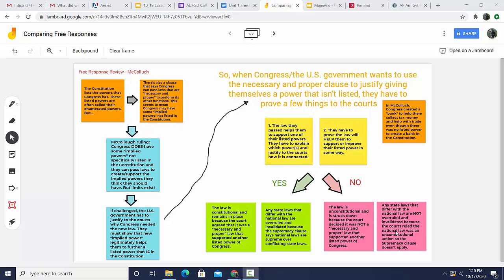In McCulloch, remember, the case had to do with a bank, right? The Congress had passed a law that created a bank, which, of course, wasn't listed in the Constitution. They claimed it was an implied power that helped them with taxing and helped them with trade. And so they argued they needed it in order to fulfill those other listed powers. And the court agreed with them. And so that set the precedent, right? That there are these implied powers. It's just the government has to show it.